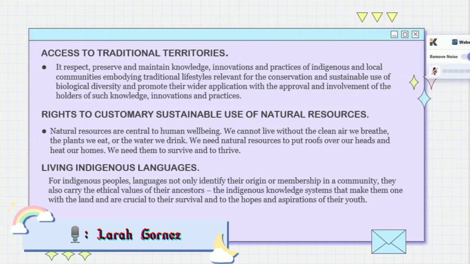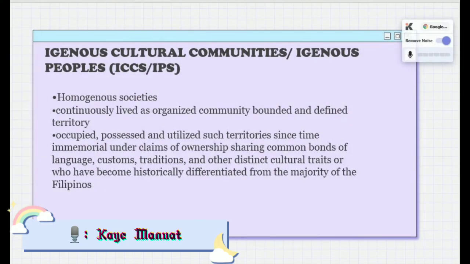Next is living indigenous languages. For indigenous people, languages not only identify their origin or membership in a community, they also carry the ethical values of their ancestors, that indigenous knowledge system that makes them one with the land and are crucial to their survival and to the hopes and aspirations of their youth. In addition, indigenous people are the holders of unique language, knowledge system, beliefs, as well as vital understanding of natural resources management strategies, and have a special relation to and use of their ancestral land. So in the Philippines, there is a law for that, and that is the Indigenous Peoples Rights Act of 1997, Republic Act number 8371.